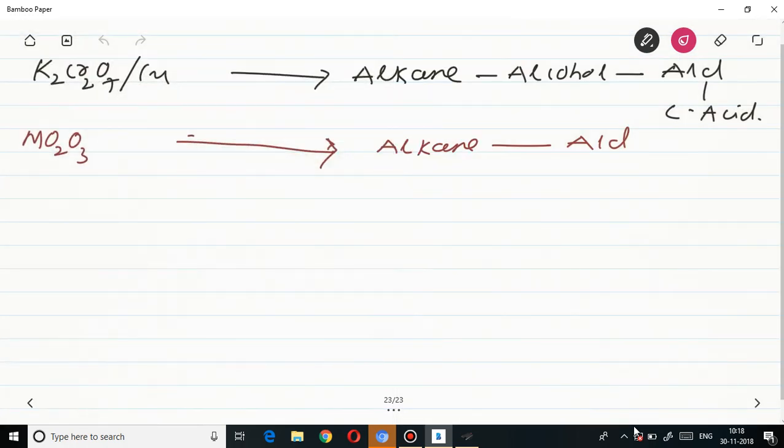Now potassium dichromate or copper will act on alkane. From alkane it will form alcohol, aldehyde and corresponding carboxylic acid. But if I take molybdenum oxide, it will form aldehyde from alkane because it is a very mild oxidizing agent. Now this is all about your reactions and reaction technique.